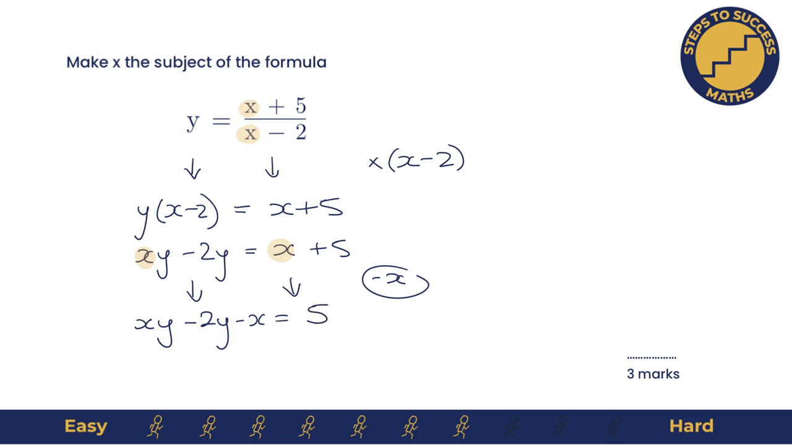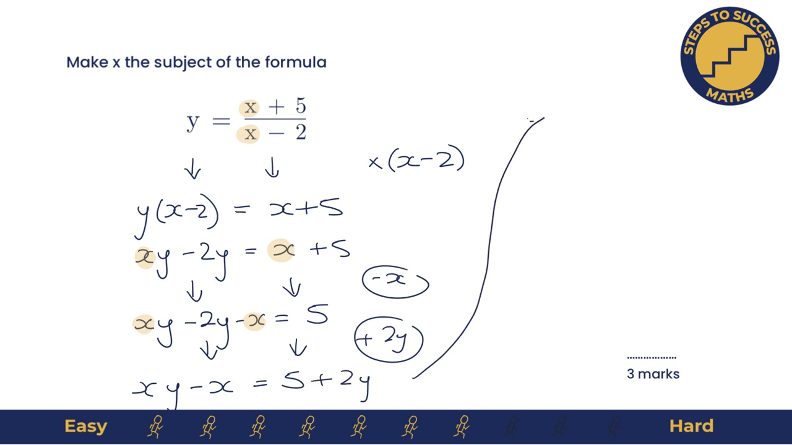And we don't want this take away 2y on the left, we just want x's. So we can add 2y to both sides of the equation. xy minus x equals 5 plus 2y. Now we can use a bracket. x bracket y minus 1 is equal to 5 plus 2y.